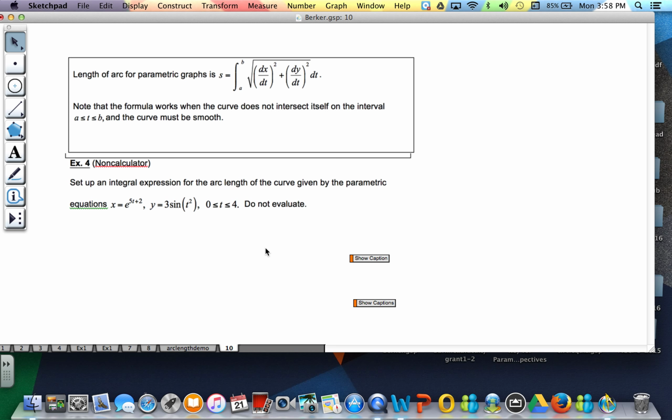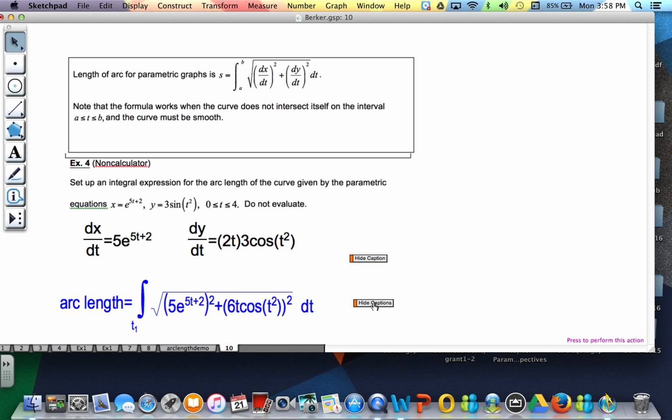Set up an integral expression for the arc length of the curve given by the parametric equations x equals e to the 5t plus 2, y equals 3 sine t squared, t runs from 0 to 4. Do not evaluate. Well, you need to graph it. You need to look at what's happening. But after you do that, we'll just take dx dt is 5e to the 5t plus 2. dy dt is 3 cosine t squared times 2t.